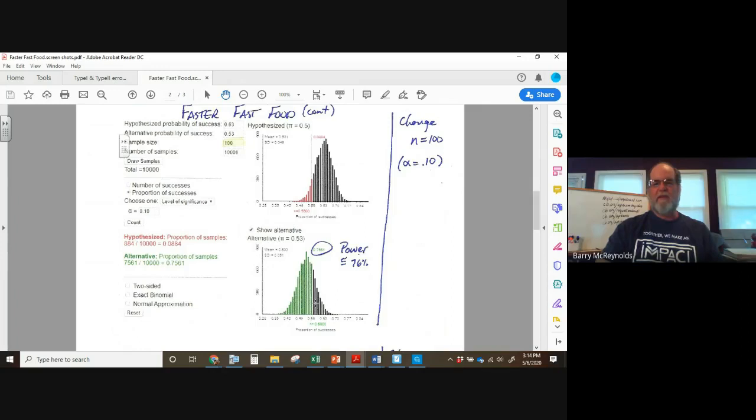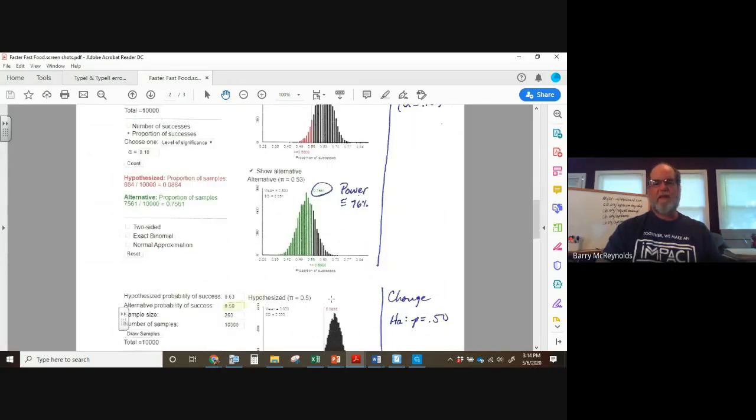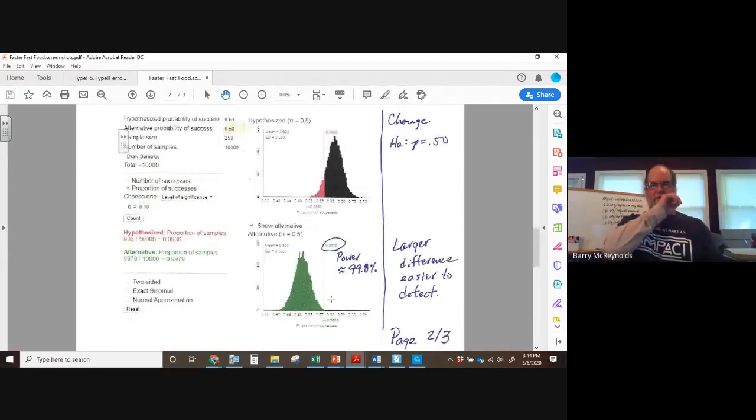So the probability of committing type 2 error, if you remember those formulas, is 1 minus the power. That would be about 24% of the samples would cause us to accept the null hypothesis, when in fact the proportion is less than 0.63. So as the sample size goes down, the power decreases and the opportunity for committing type 2 error increases compared to our base case.